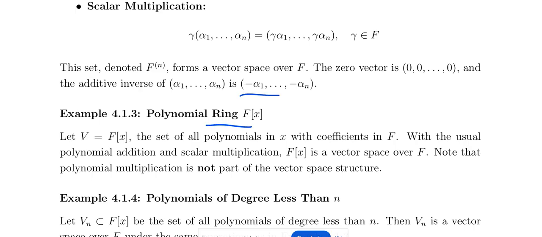And the polynomial rings, we already discussed, the set of all polynomials in x with coefficients in F. We generalize this: there we said R of x, and now in particular, the set of polynomials in x with coefficients in the field F, F of x, with the usual polynomial addition and scalar multiplication, is a vector space over F. Polynomial multiplication is not a part of the vector space structure.